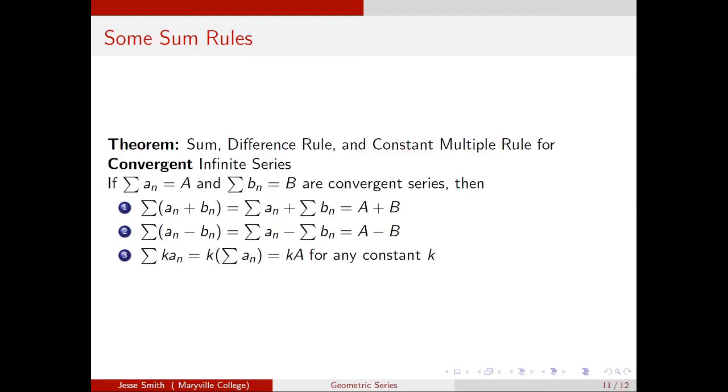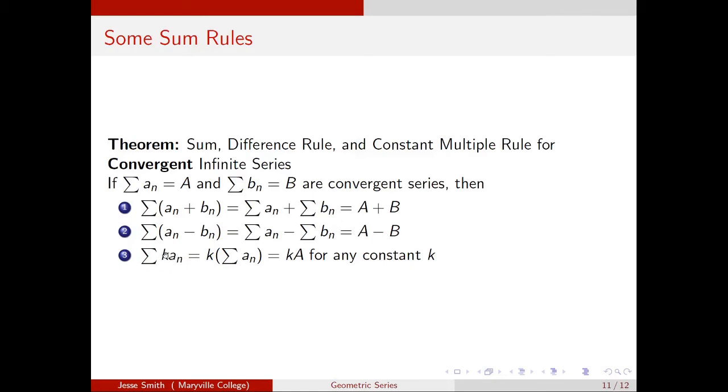So if I have a convergent series a_n and a convergent series b_n, where the first one converges to some number capital A and the second one converges to some number capital B, then I also know that if I add the terms, that will produce a new convergent series, and it will converge to the sum of the series, which will simply be capital A plus capital B. The same thing is true for subtraction.